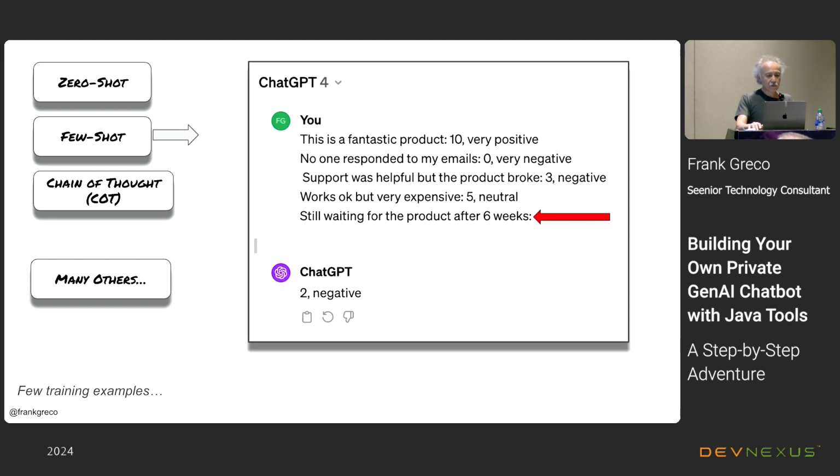Okay. There's another one called few-shot. Few examples. So here I gave four lines, right? This is a fantastic product, that would be a 10. No one responded to my emails, that's a 0. Support was helpful, give it a 3. Works okay, very expensive, give it a 5. Still waiting. What would you rate that in ChatGPT? Well, based on what you said, it's a 2 and it's negative. So I gave it examples. I gave it context. It's important to give the LLM context. It works way better when you have context. And the context can build up when you have a conversation.